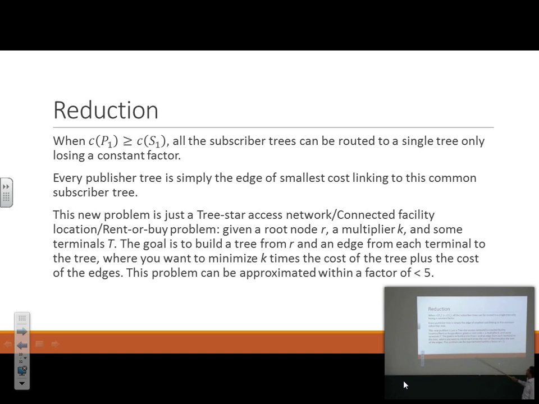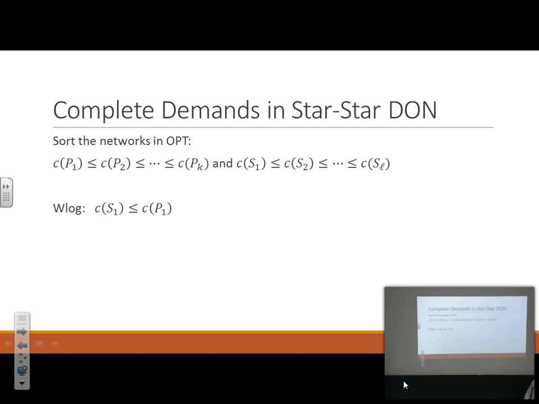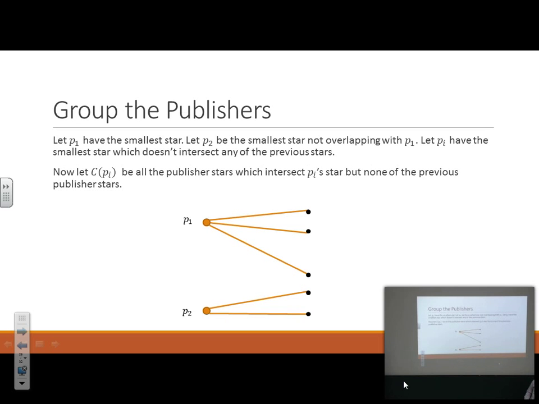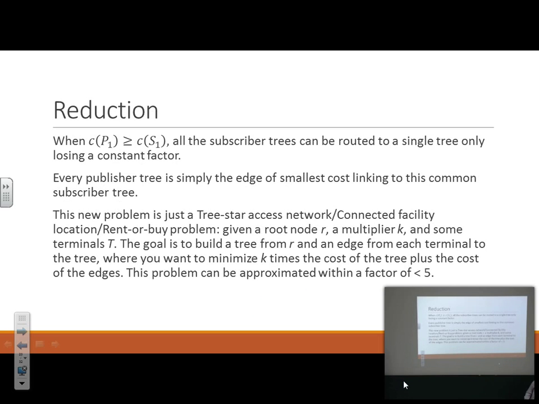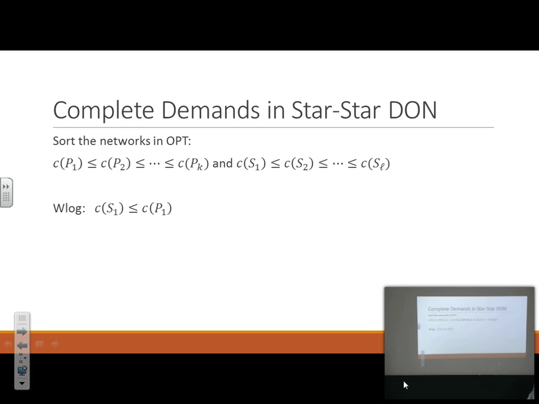Okay, there's like many names for it. We call it tree-star access network. It's also called rent or buy, I guess. All of these. All right, so you got the tree case, right? So for the tree case, we reduced to a connected facility location. How about the star case? This is a little more tricky. Okay, you have to be more watchful. Okay, so don't let me slip anything through you here.